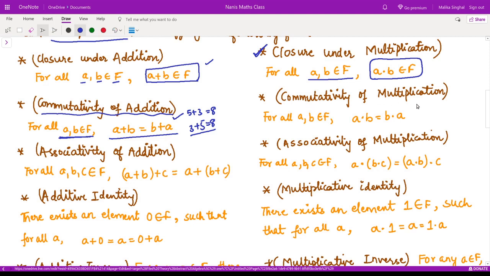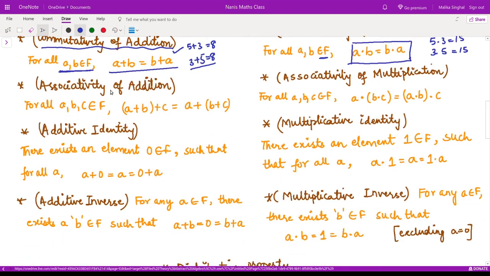Next, commutativity of multiplication. That means if you take any two elements from the set F, then the multiplication is also commutative. If you multiply A by B or you multiply B by A, you'll get the same result, as in 5 into 3 would be 15 and 3 into 5 would again be 15, right?